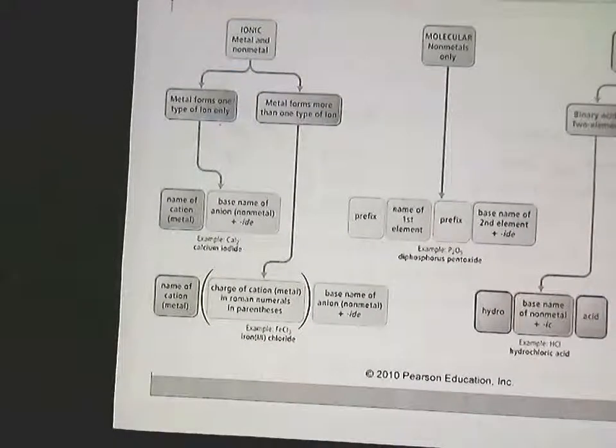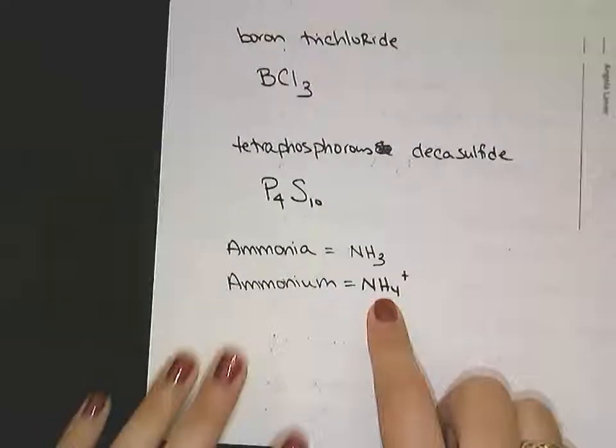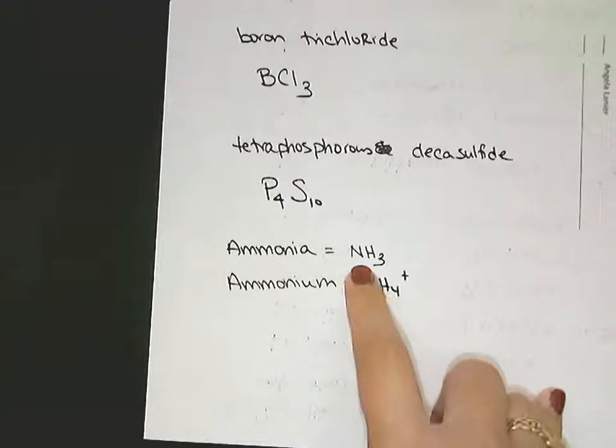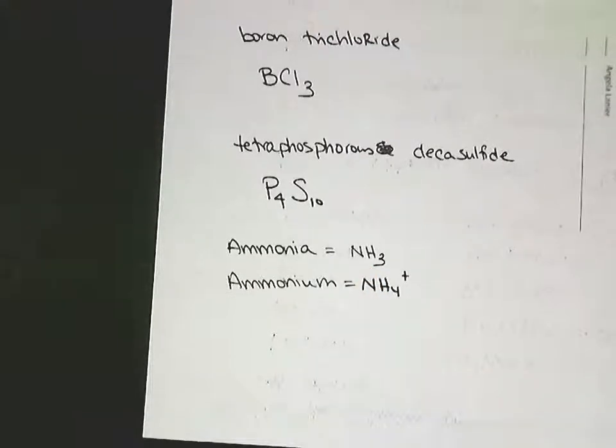Justin? Like with ammonia and ammonium, other than the chemical difference of one being charged and one not, what is the difference in nature? This one is an ion, which means it's going to participate in ionic bonds. This one's molecular, so it's not going to participate in ionic compounds. That's the biggest difference. All right, now I lost my place again.